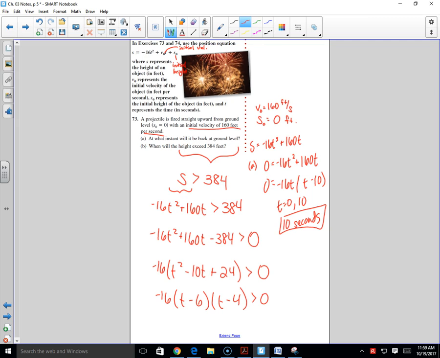So we'd have to go ahead and make a quick little number line, throwing our negative 6 and our negative 4. Nope. Those are the factors. What would the zeros be? 6 and 4. And then can we test, test, test?